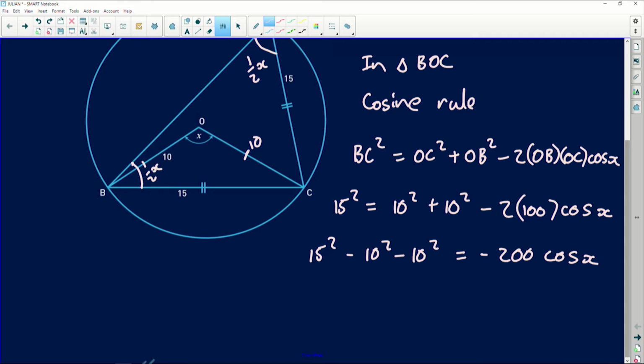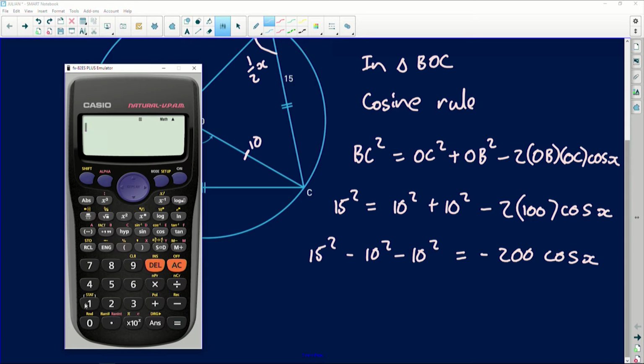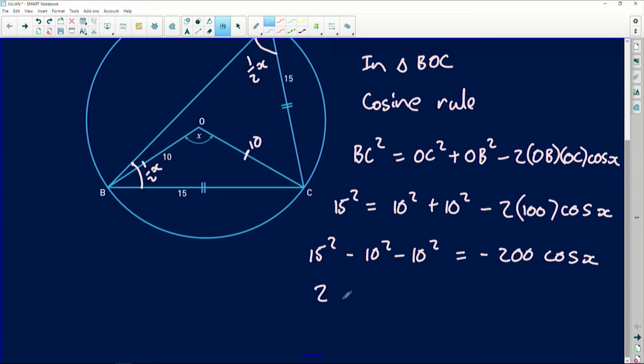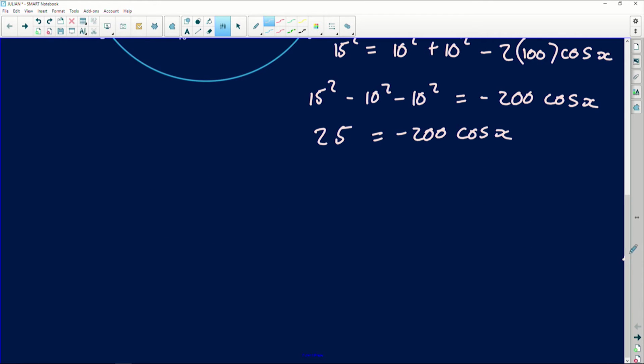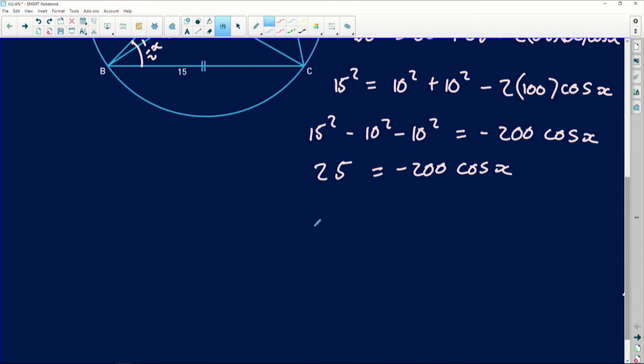Okay guys, so let's have a look at what this is going to be. I'm going to get 15 squared minus 10 squared minus another 10 squared. So we have 25 on this side, and that's going to be equal to negative 200 cos of x. If you want to solve for x, we're going to divide both sides by negative 200. So we're going to have cos of x is equal to 25 divided by negative 200.